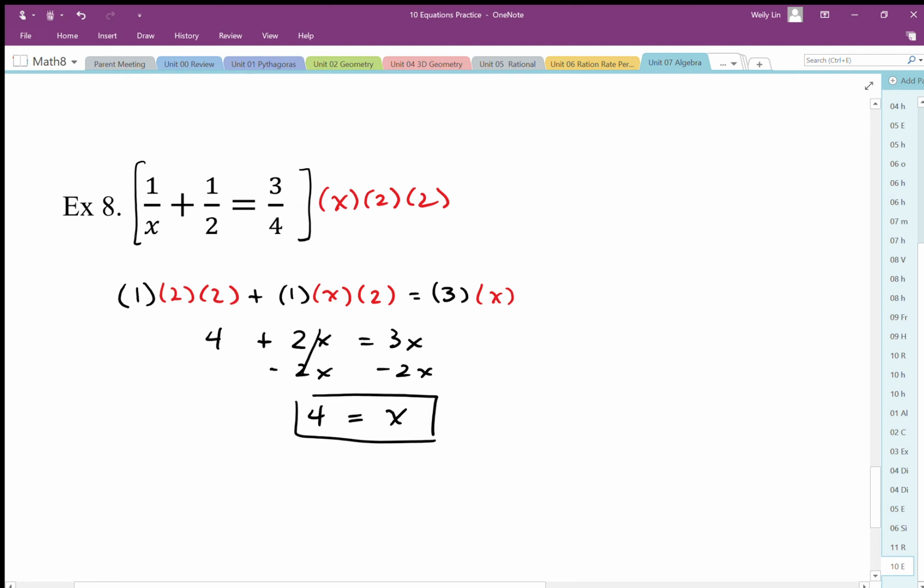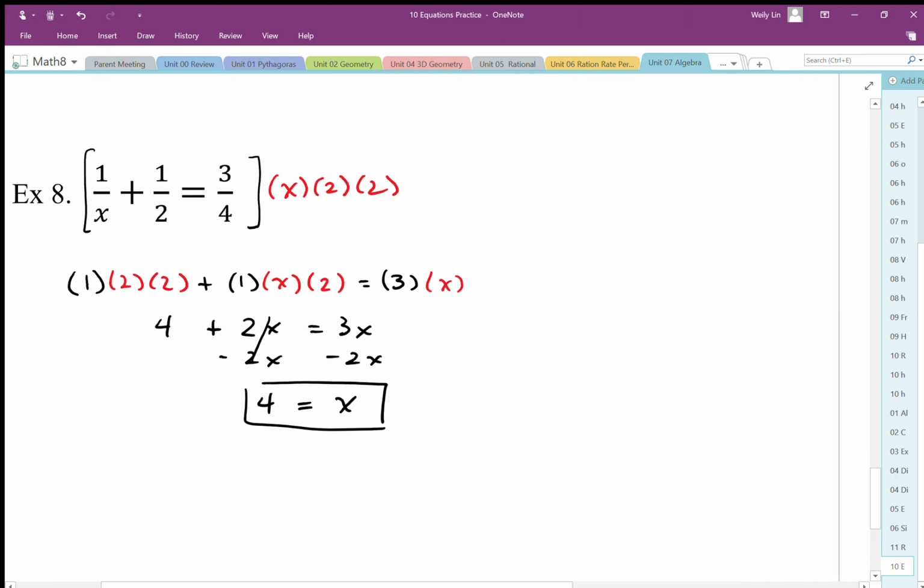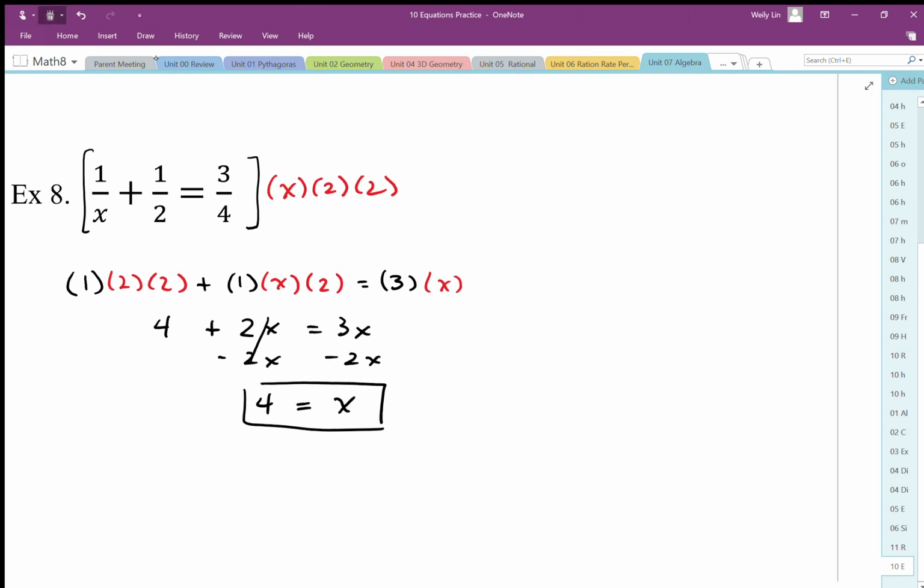So just double checking here, I should really check my answer because I'm not really sure what happened here. But I have 1 divided by x is 4, so there's my x. Okay, so I'm just going to highlight that. There's my x, there's my x, there's my x. Plus 1/2 equals 3/4. Yep, that's true. 1/4 plus 2/4 equals 3/4. That's going to be correct. So that is the correct answer that I have here.